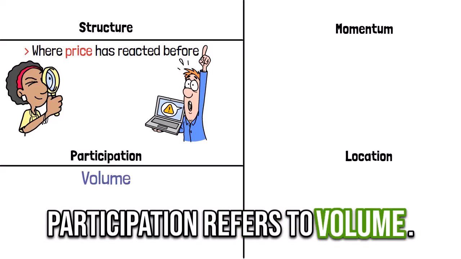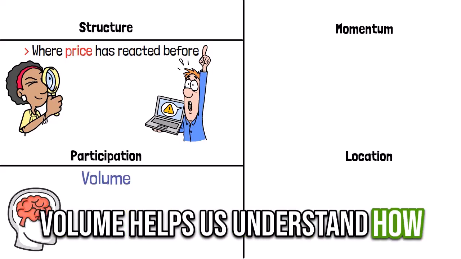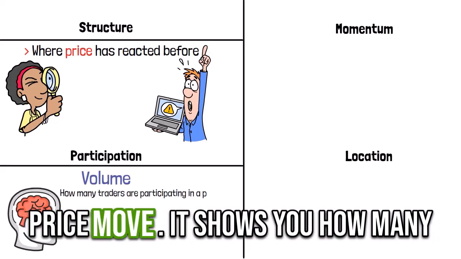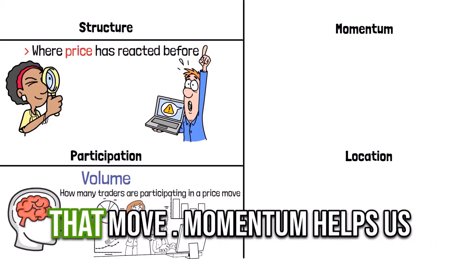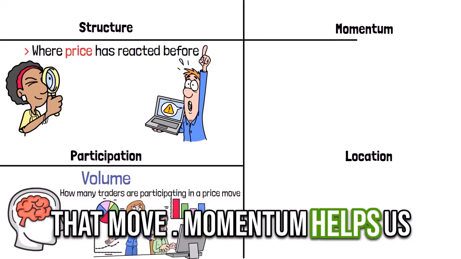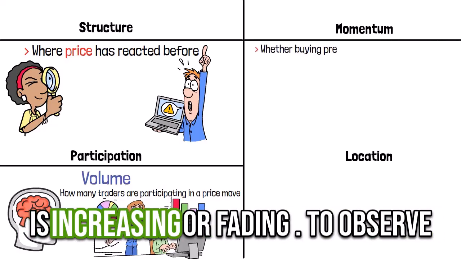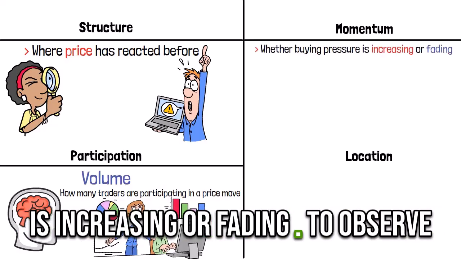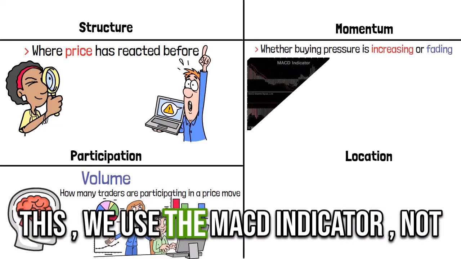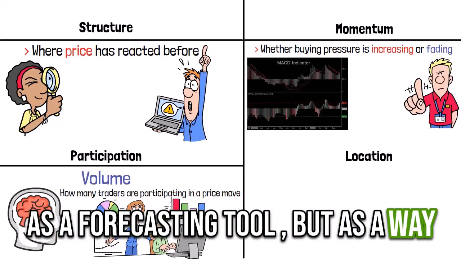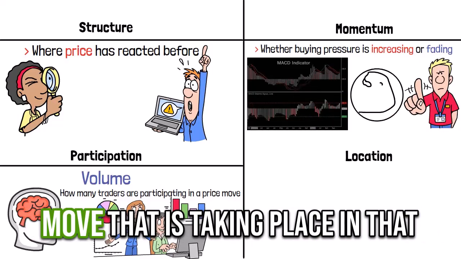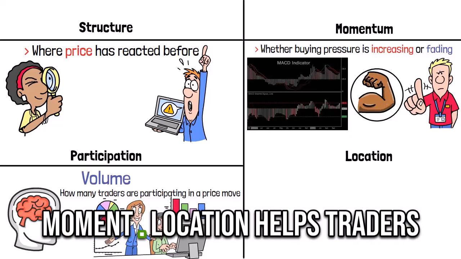Participation refers to volume. Volume helps us understand how many traders are participating in a price move. It shows you how many traders are actively participating in that move. Momentum helps us determine whether buying pressure is increasing or fading. To observe this, we use the MACD indicator, not as a forecasting tool, but as a way to help describe the strength of the move that is taking place in that moment.